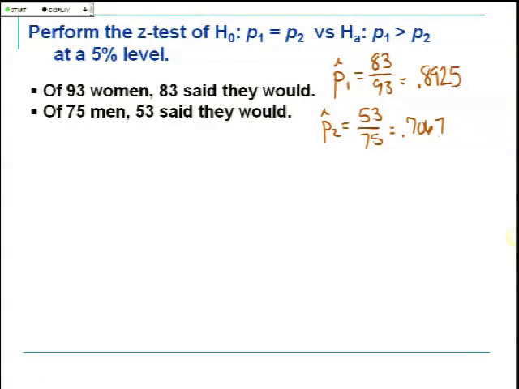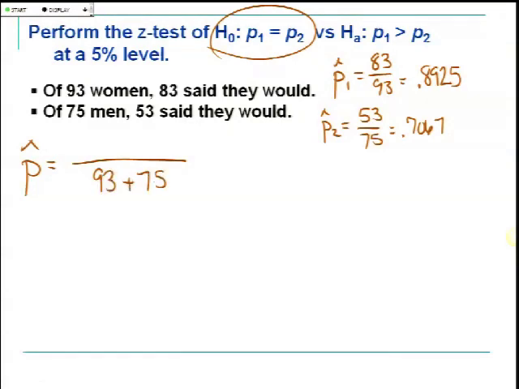So there's about an 18-19% difference there. In order to do the z-test under H-naught, there's a common p. So I need an estimate of that common proportion called p-hat, the overall estimate. Out of the total of 93 women that were asked and 75 men, there's my total sample size on the bottom. What do I put on top?